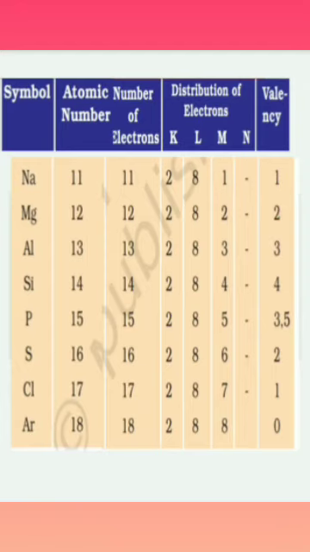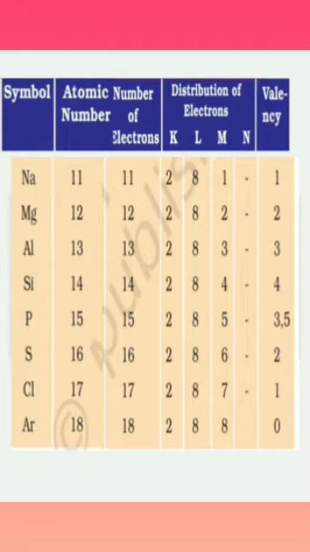Then sodium, magnesium, aluminium, silicon, phosphorus. Sodium has outermost electron 1, so valency 1. Magnesium, outermost electron 2, so valency 2. Aluminium, outermost electron 3, so valency 3. Silicon also has valency 4. And phosphorus has variable valency, one is 3, another one is 5.